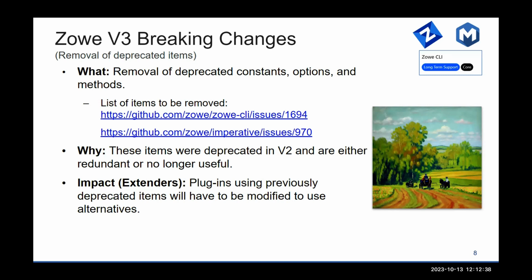So I think it would be wise if you have a plugin to just check these lists, make sure that you're not using any of the methods or other items listed. If you are, look for alternatives. If you can't find one, there are ways to reach out to the team, and we'll go over that in, I think, the resources slide.